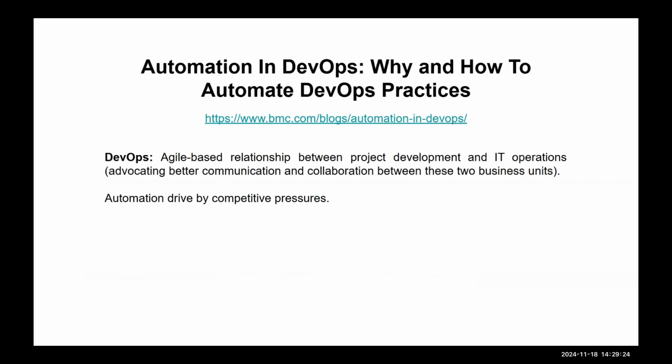Okay. So another example I'm going to give is automation in DevOps. So DevOps is like development operations. So people who develop software, developers, and their operations science that they do. So this is a combination of software development and operation science, and kind of how there's an intersection between the two. So this article talks about why and how to automate DevOps practices. And so, DevOps is this agile-based relationship between project development and IT operations, advocating better communication and collaboration between the two businesses.